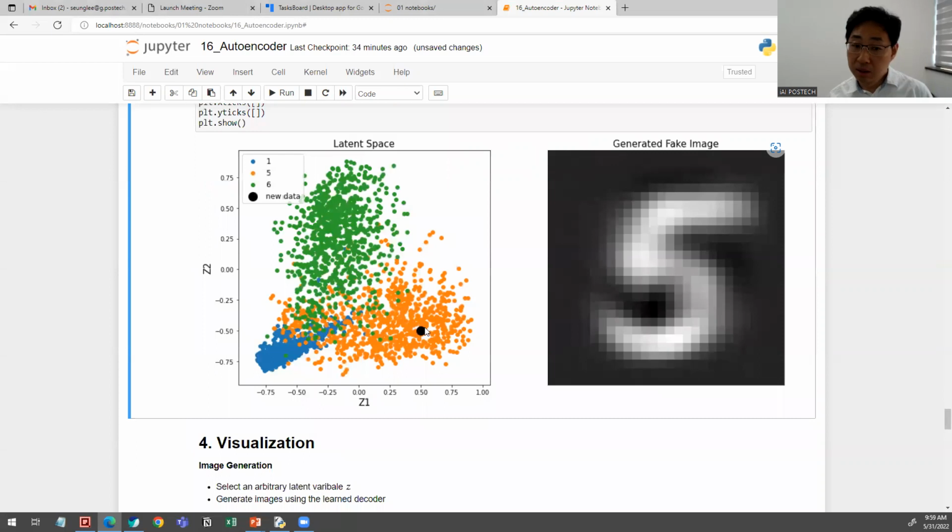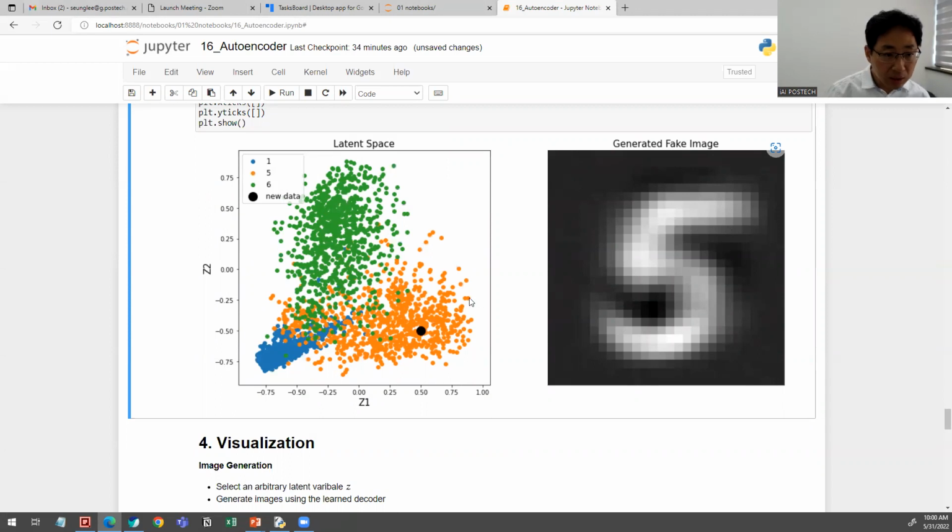So here it's the point in the latent space, and I do the forward propagation in the later part, which is the decoder part, and these are the reconstructed images. Here in orange is 5, and I would say this is going to look like 5.